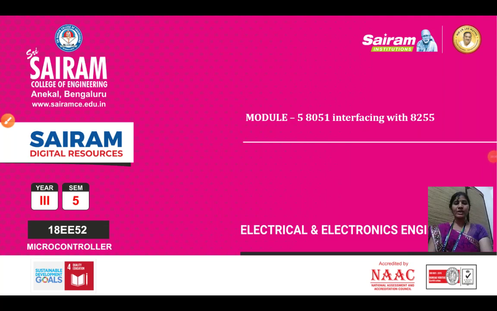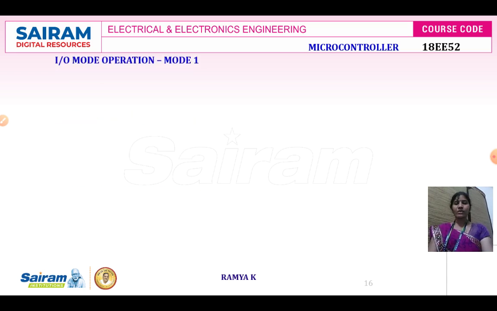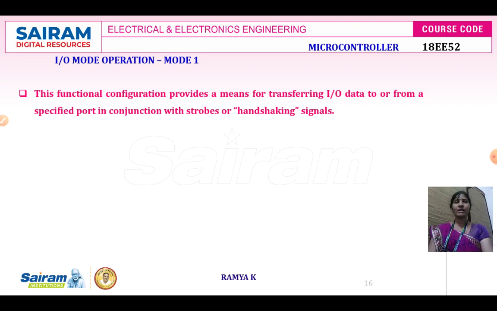Students, in today's class we are going to see 8255 mode 1 operation under IO mode of operation. So in this we are going to see the IO mode and its characteristics in mode 1, which is nothing but strobed IO. Under IO mode of operation, mode 1 is a simple IO for port A and port B, whereas port C will have interrupt and handshaking signals.